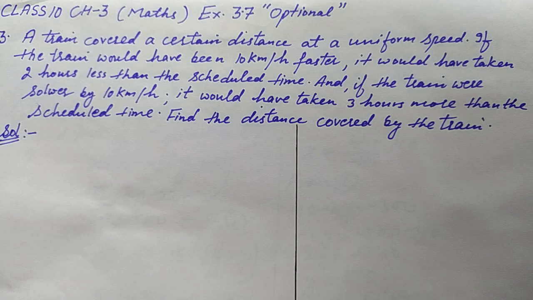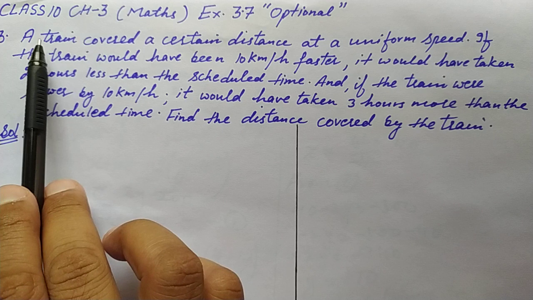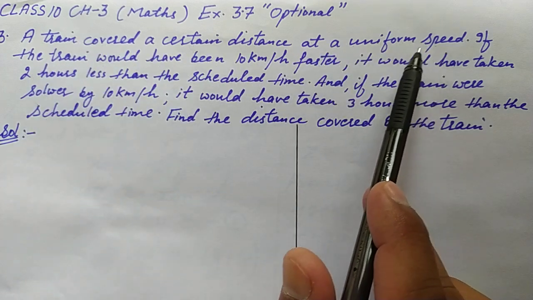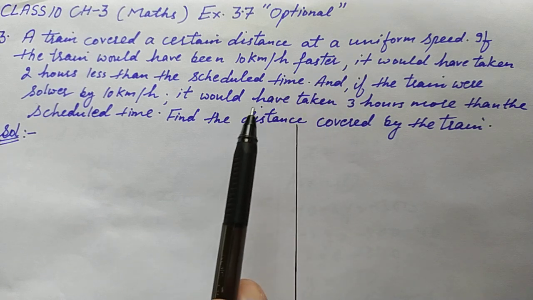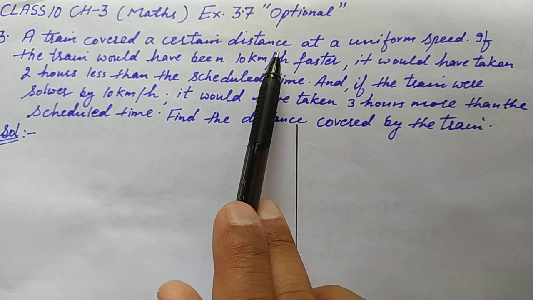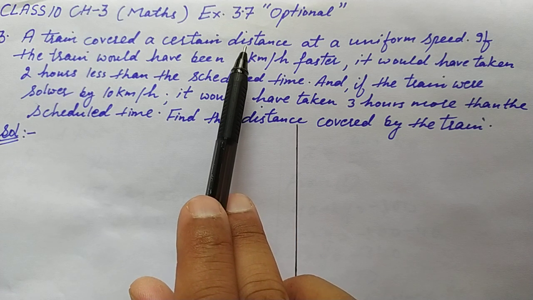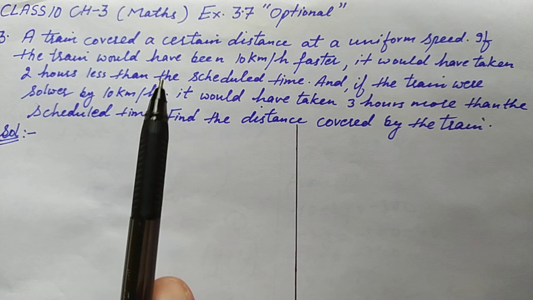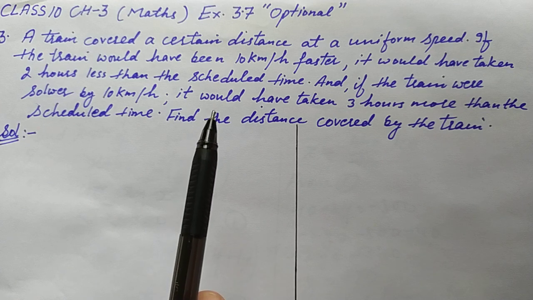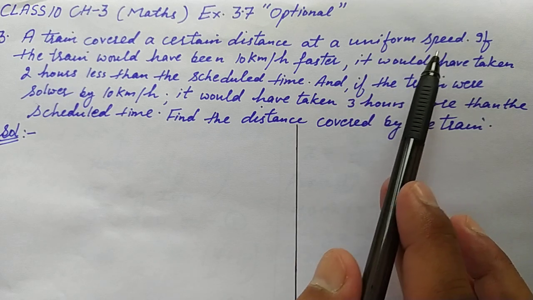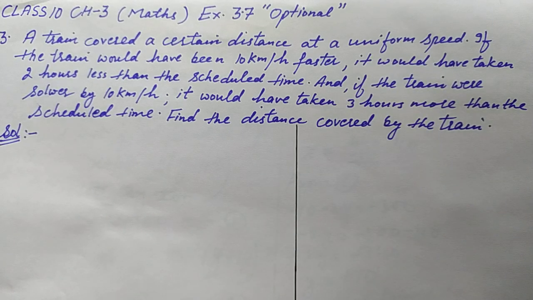So let's understand the question. In the question it is given that a train covered a certain distance at a uniform speed. Uniform speed means it is covering equal distance in equal intervals of time. Suppose the train is covering 100 meters in 5 seconds, then in every 5 seconds it will cover 100 meters only. It means its distance is fixed at fixed time intervals. So that is called uniform speed, or you can understand that speed is constant.